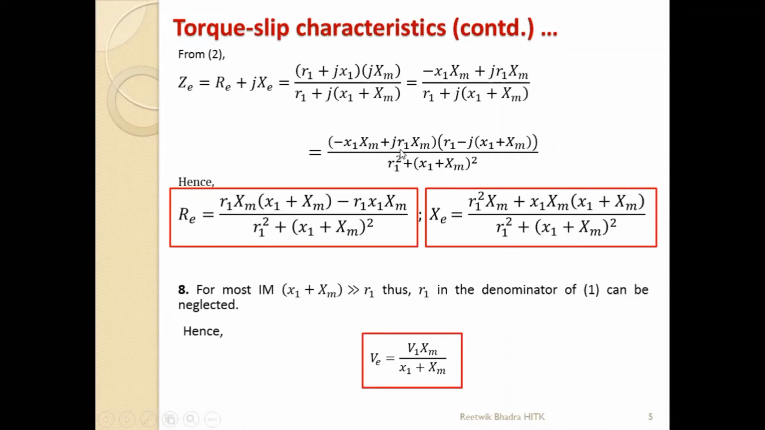Next, imaginary part. If you multiply this second term, J R1 XM into R1, that will give you J R1 square XM. So this can be one imaginary part, R1 square XM. And what will be the second imaginary part? If you multiply the second term of this equation into the first term over here, minus minus becomes plus. X1 XM into X1 plus XM. This becomes our imaginary part, which is equivalent to your XE.